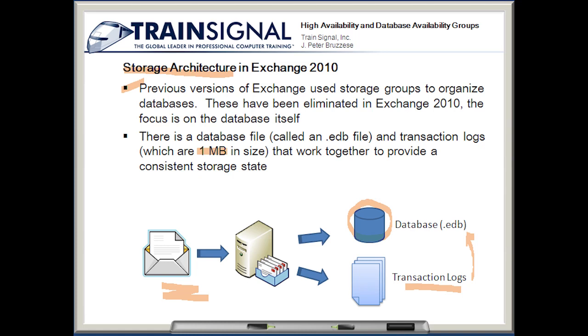Let's take a moment and go back over to our Exchange server and take a look at how the database and transaction logs actually look in order to get a better understanding of how the architecture works so that we can see that it's really not something to be afraid of. It's something that we can easily embrace.